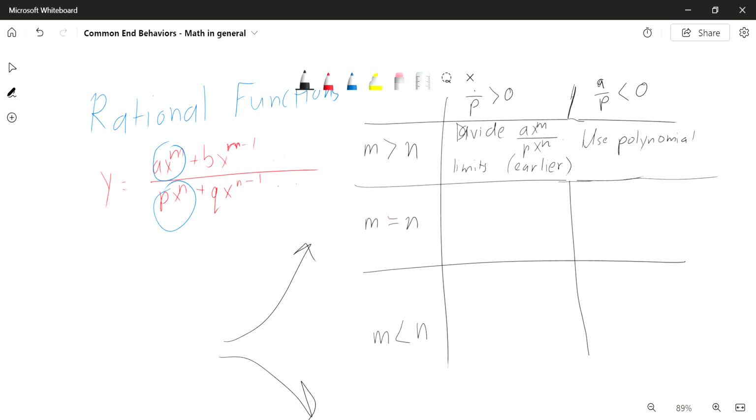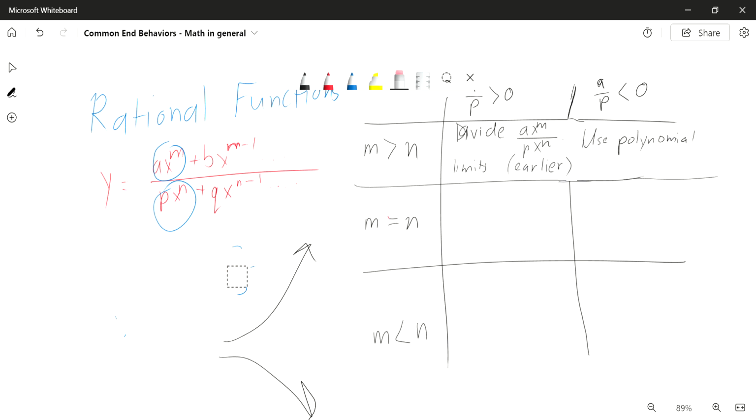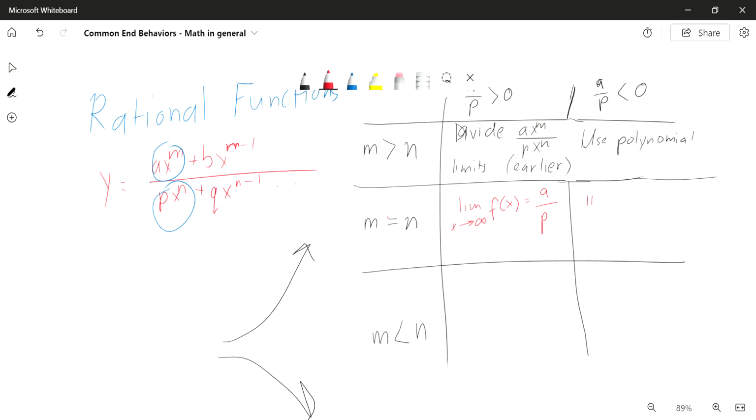While if M and N have the same degree, then you would just divide A and P. So the result of dividing A and P, say A is 2 and B is 3, divide 2 by 3, and that's your end behavior. But that's only if these two degrees are equal. So your end behavior of this function, if the two degrees are equal, would just be the quotient of your leading coefficients. So numerator divided by denominator. And that doesn't matter whether it's positive or negative. It makes no difference at all.